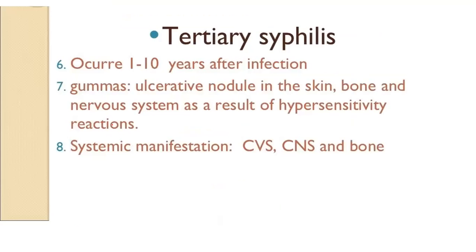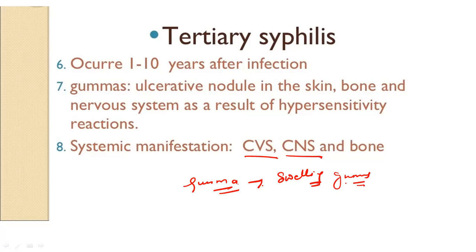Then come to tertiary syphilis. So tertiary syphilis, when the infection has reached the advanced stage, they may get infected in the CVS and CNS, and there is a formation of gumma. So what are these? These are the swellings. These are the swellings present in the gums, right?